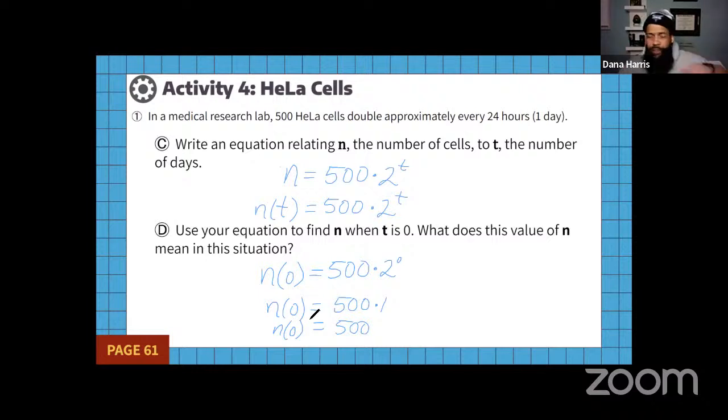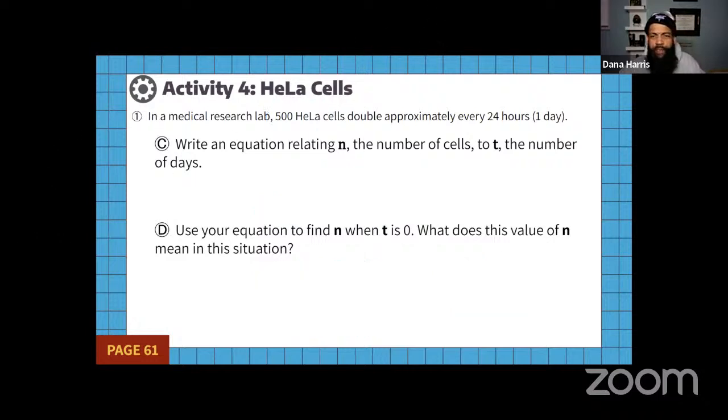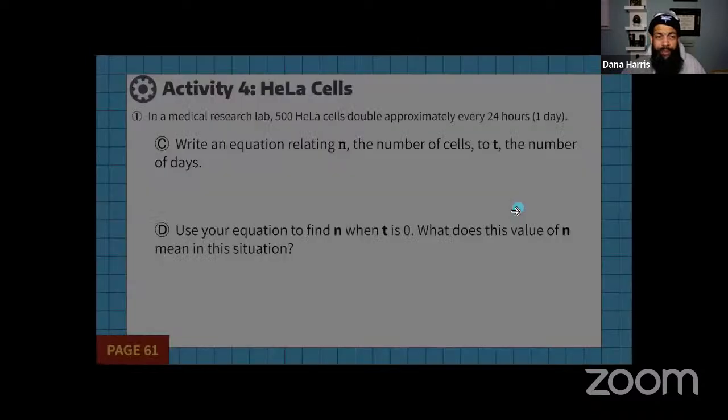Well, they told us in the first slide of activity 4, or actually it shows it right up here. All right, in a medical research lab, 500 HeLa cells, I've been saying TeLa cells, I think. HeLa cells double approximately every 24 hours. This represents the initial value, okay? The initial value. So when that input, the X value or whatever variable they use, is 0, that's going to be the initial value, all right? Now, I don't know if I actually put activity 5 up here. I might have, I might not have.